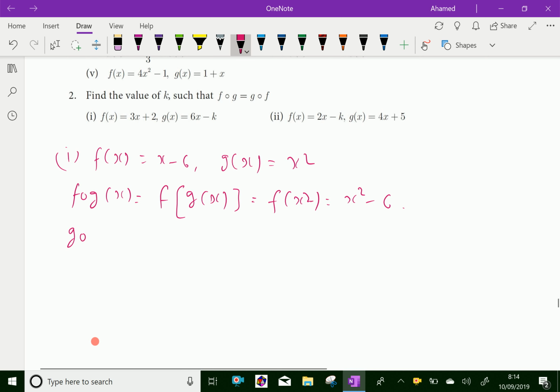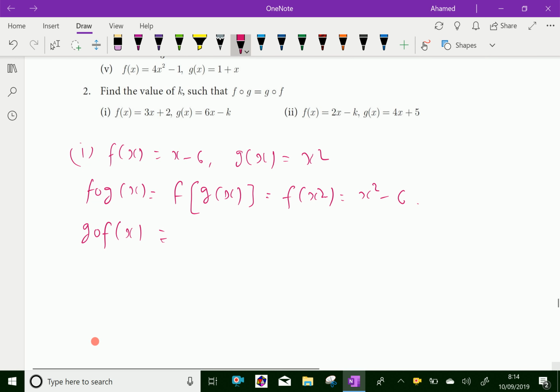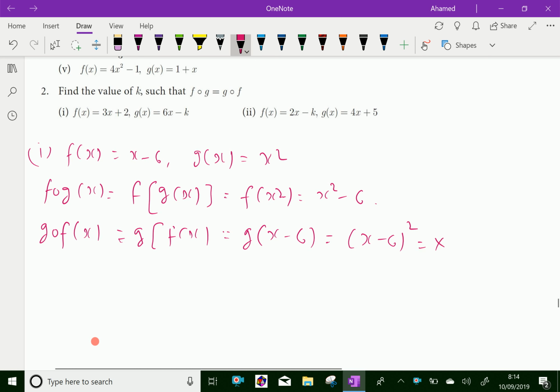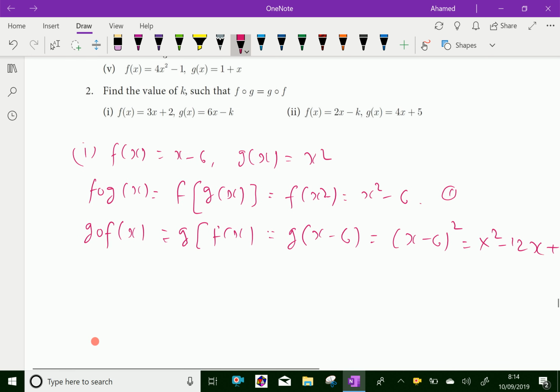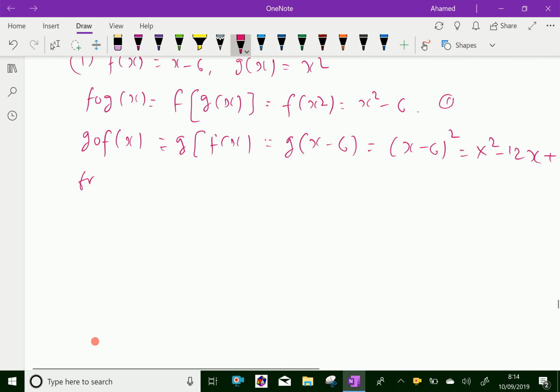Now we'll do gof x, that is gof x means g of f of x. Here g is written as it is, f of x is x minus 6, but g is x square, so we have to write x minus 6 whole square, which is equal to, expanding, x square minus 12x plus 36. Let the first be 1, let this be 2. From 1 and 2, we can say fog x is not equal to gof x.